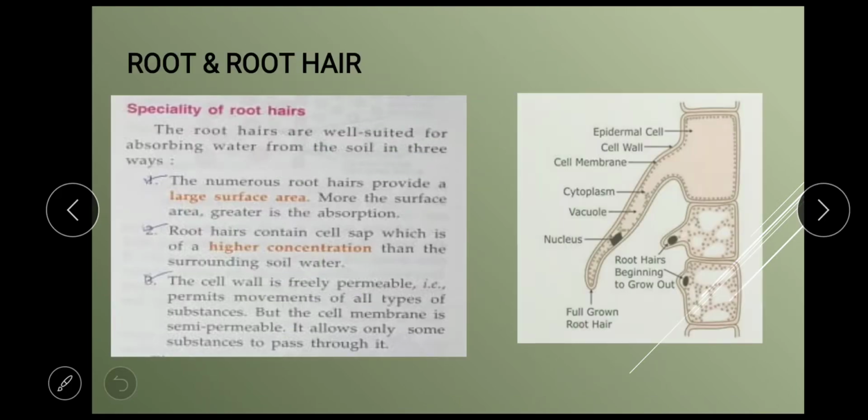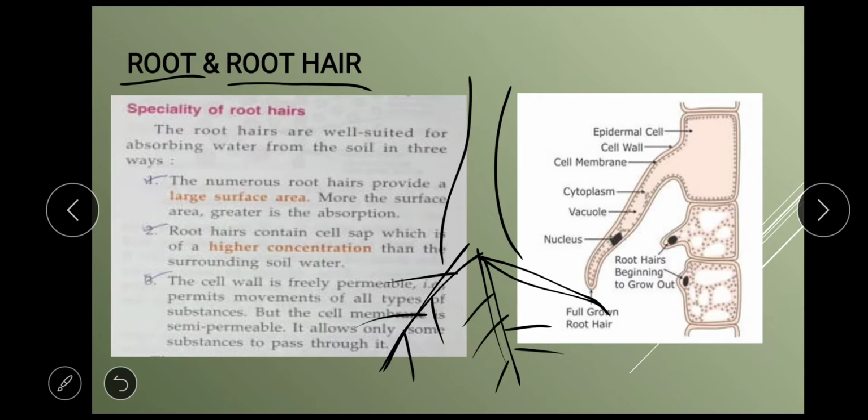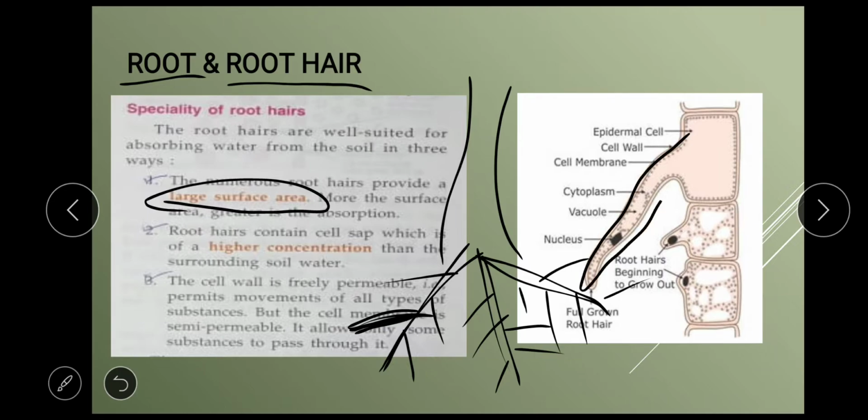Okay, then we studied, the last topic was root and root hair, where I told you that if there is a plant tree like this and it has roots, so these roots have root hairs. These root hairs are very thin, and because they are thin and long, they have large surface area, and so they can absorb a lot of water. Okay, so this one root hair, you can see this one root hair, the diagram is shown here.